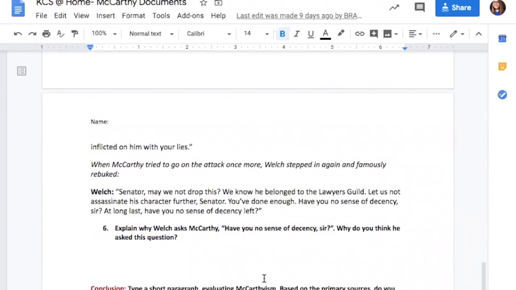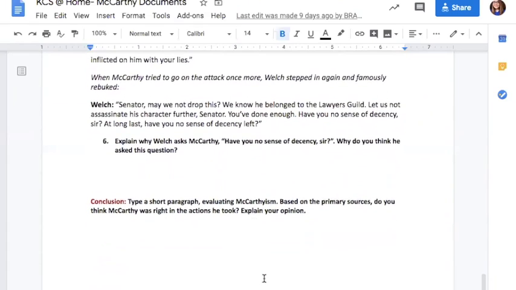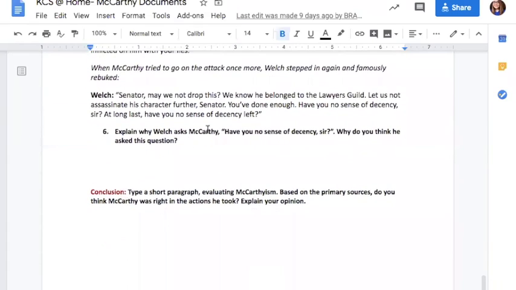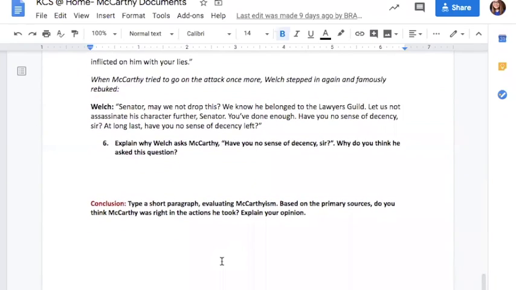Essentially, he had no proof of communism. He was just pointing fingers. So after you analyze the 4 sources and answer the 6 questions, you will type a short paragraph evaluating McCarthyism based on the primary sources you read, and whether or not you think he was right in the actions he took and why or why not.